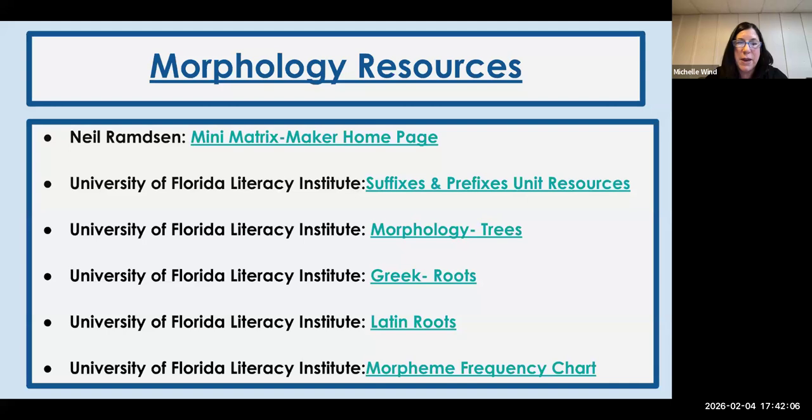Let me see here. And then here's a great list of different resources. You can see they have the Greek, Latin, and then for UFLI, the University of Florida Literacy Institute, they have morpheme frequency. So it's a really cool chart to show the morphemes by how frequent they are. I think these are really great references for you to really enhance your instruction.